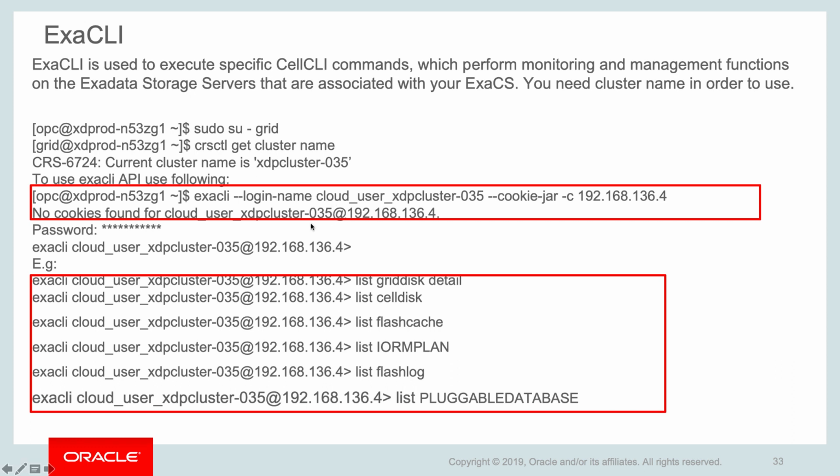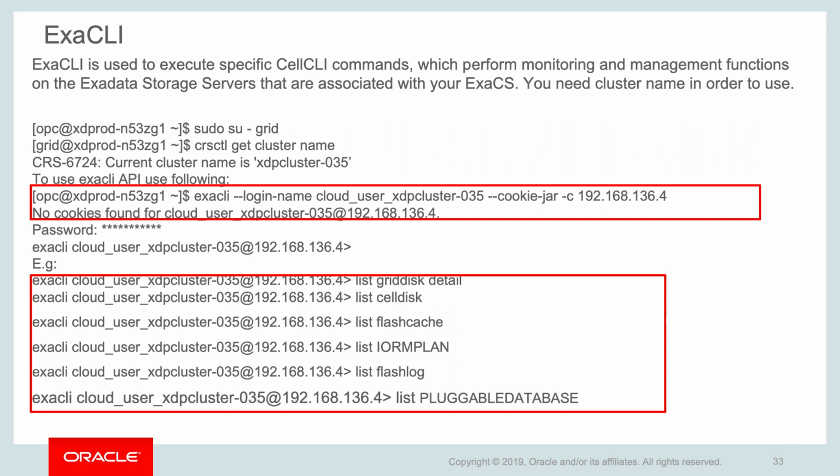Provide that password and it will come up with a prompt. Once you have the prompt, you can issue any command like list griddisk detail, list celldisk, list flashcache, list IORM plan, flash logs, and you can deal with your PDBs, pluggable databases, here. All of these commands can be executed once you have the ExaCLI prompt, and this is the only way to get into the storage cells, right? Not directly, but with kind of read-only access to these commands.